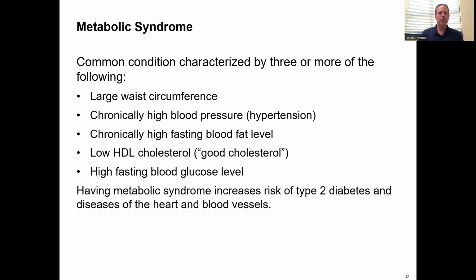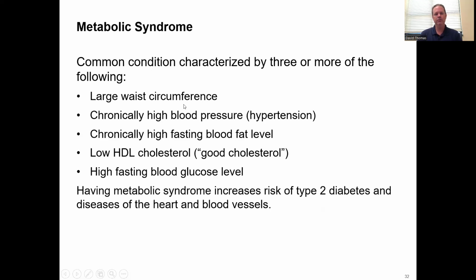Another thing that can be associated with carbohydrate or excessive carbs is something known as metabolic syndrome. A syndrome is a group of symptoms which generally occur together. You wouldn't necessarily have to have all of these, but individuals that have several of these symptoms occurring together have what's called metabolic syndrome.